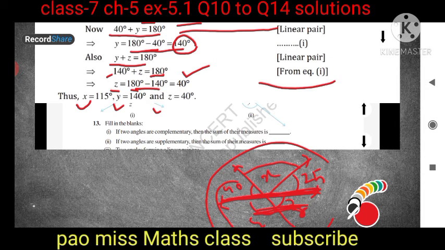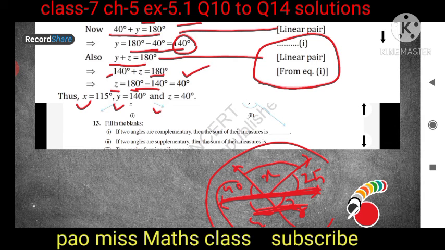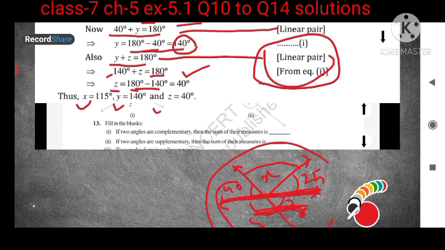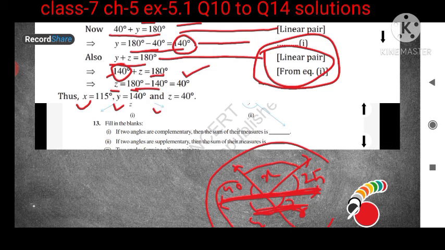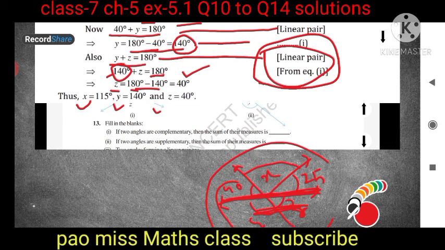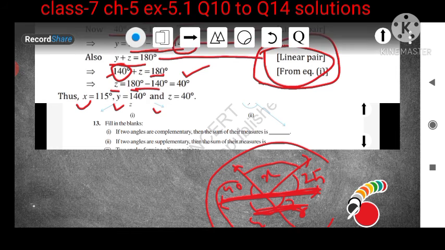So please write down all this also. Y means the region. y plus z is equal to 180 degrees because they are a linear pair, isn't it? Again here 140, from where we got this 140? From equation 1, because here we got y equal to 140. So in place of y we have to put 140, plus z equals 180 degrees.